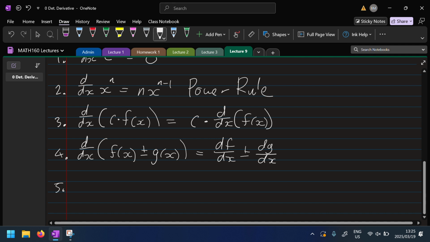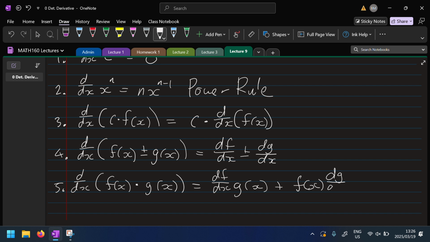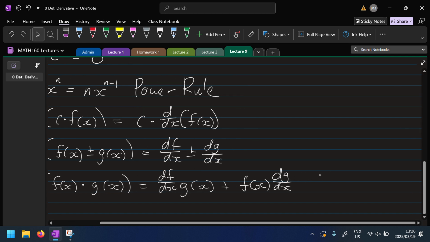Okay, number 5. We're going to be using this quite a lot. The derivative of a product of two functions. So f of x times g of x. Okay, we call this the product rule because it's a product. This is given by df by dx times g. So we take the derivative of the first function, we leave the second function alone, plus, now we leave the first function alone and take the derivative of the second. Okay, we call this the product rule.